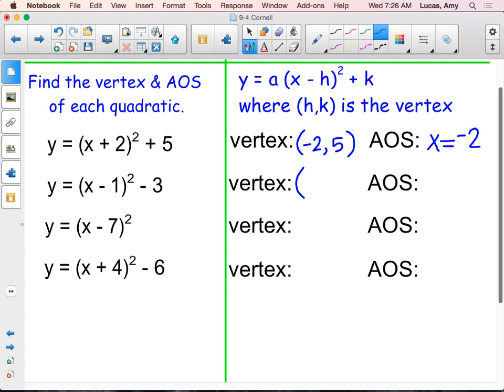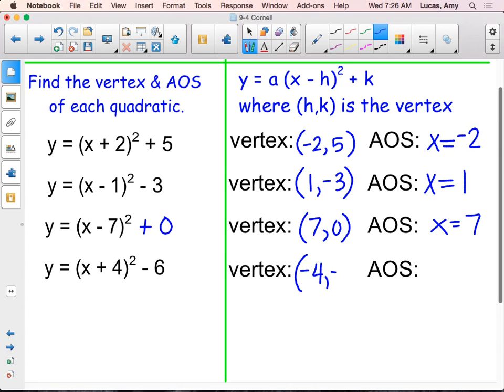The second one, the negative 1 in the parentheses slides to the right 1, so it's a positive 1. Then the negative 3 after slides down 3. So my vertex is 1, negative 3. My AOS is x equals 1. The third one, you can think about having a 0 over here. So this one would have a vertex of positive 7, 0. Axis of symmetry, x equals 7. And then the last one would be negative 4, negative 6. And axis of symmetry, x equals negative 4.